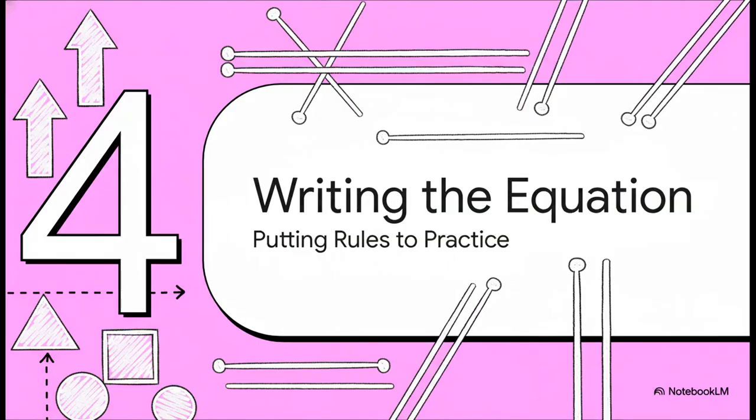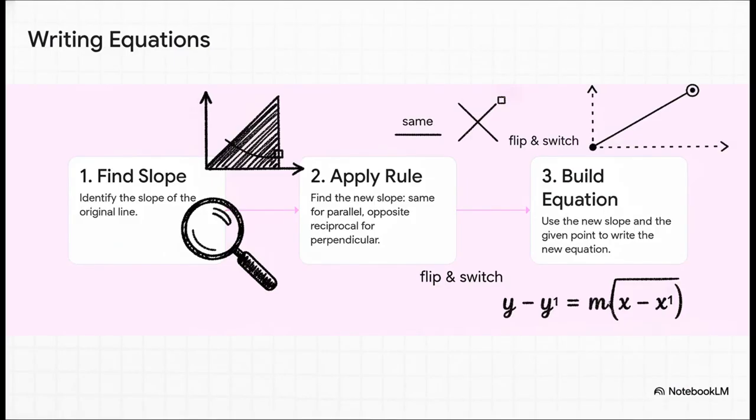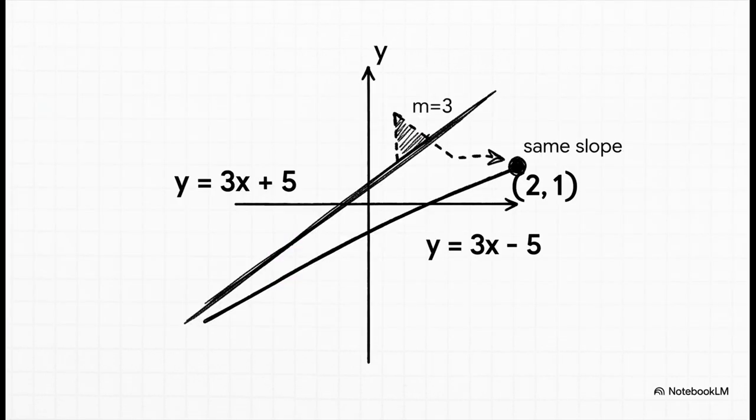Okay, so we've got the rules down. Now what? Well, now for the fun part. Let's actually use them to build something new. We're going to write the equation of a brand new line, all based on its relationship to another one. And it's a really simple three-step process. First, you just need to identify the slope of the line you're given. Second, you apply the right rule. Is it same for parallel or flip and switch for perpendicular to figure out your new slope? And finally, you just use that new slope and a point you're given to build your final equation. That's it. Let's try one.